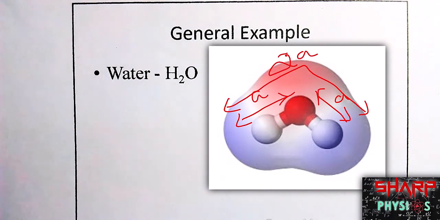The distance between the oxygen and the hydrogen on one side will be the same as the distance between the oxygen and the hydrogen on the second side. So the total distance will be 2a.